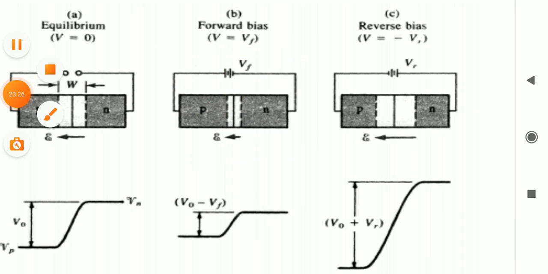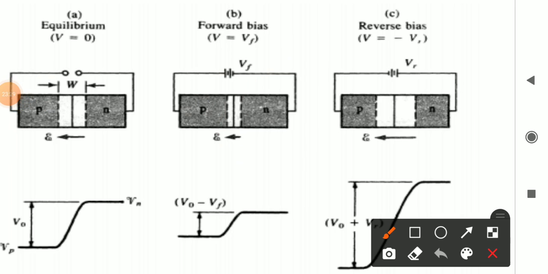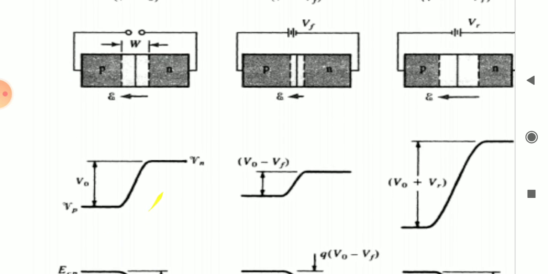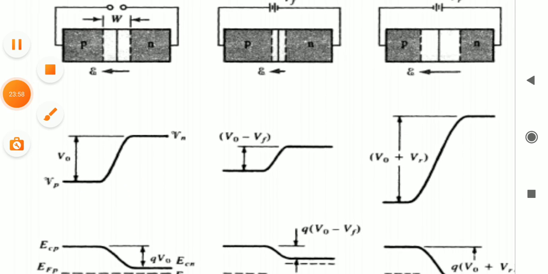Again I will repeat. Here P is connected to the positive of the external supply and N is connected to the negative, as shown in the figure. So what happens here? The depletion width decreases. Why does this depletion width decrease? Because of the forward voltage. This depletion width is greater than this depletion width. Next one, barrier height, the second graph. Barrier height is V0 minus Vf.